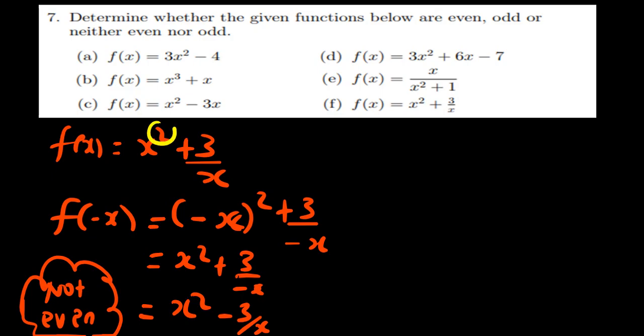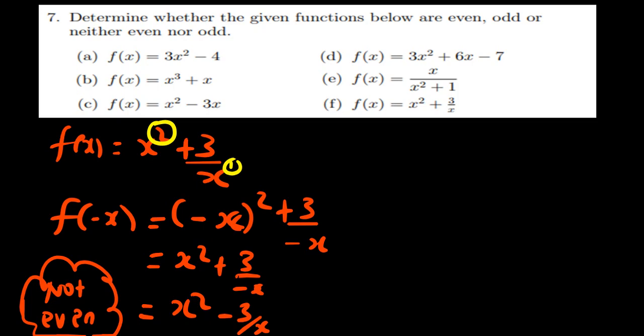One clue that I gave you earlier: look at the powers of x. This has a power of 2, and this has a power of 1. Now 2 is an even number, 1 is an odd number. So because you have a combination, this is neither even nor odd. So you don't have to stress yourself like that. That's what I'm talking about.